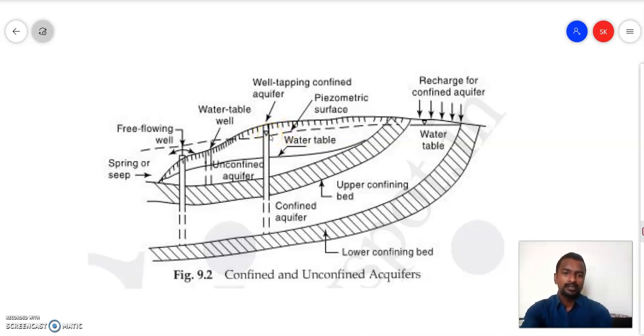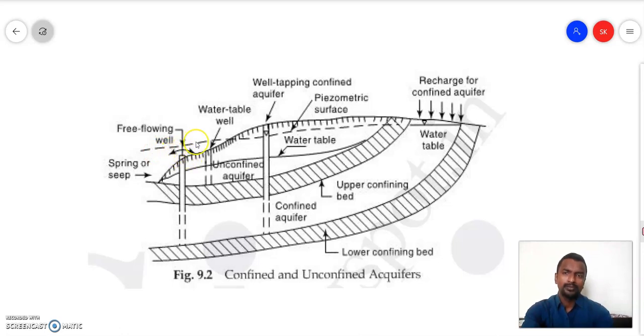Actually there is another example for the same case, that is for the confined aquifer. So this is another well. In this well, here you can see the piezometric level is above the surface, because the surface is a sloping surface, and this piezometric surface is above the ground surface. So what happens when you dig any kind of well? If the well is drilled in such a surface where the piezometric surface is higher than the ground surface, then water will flow from that well.